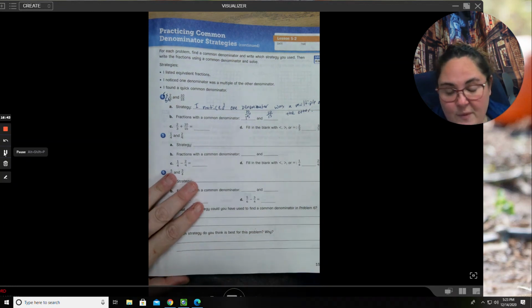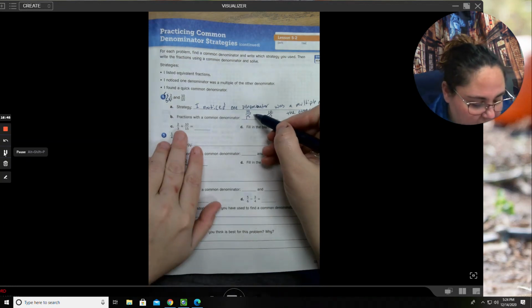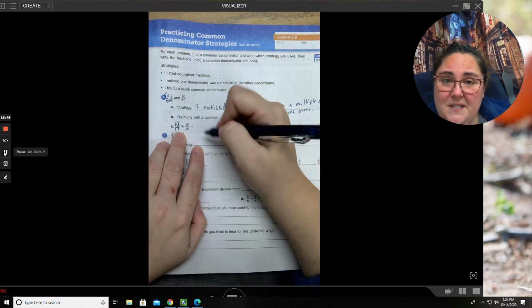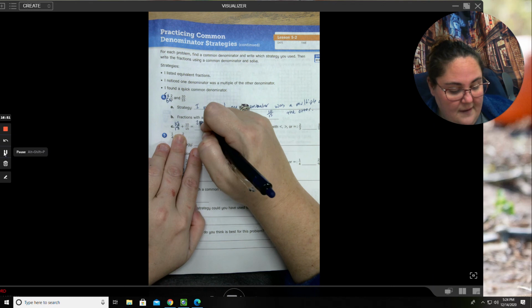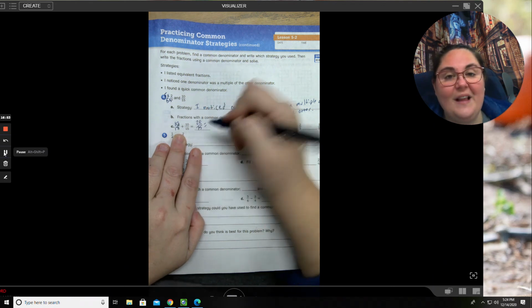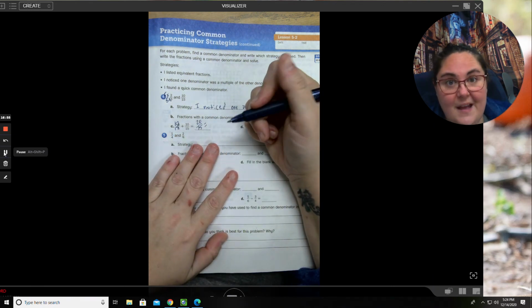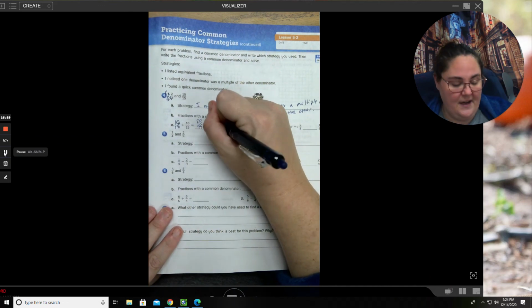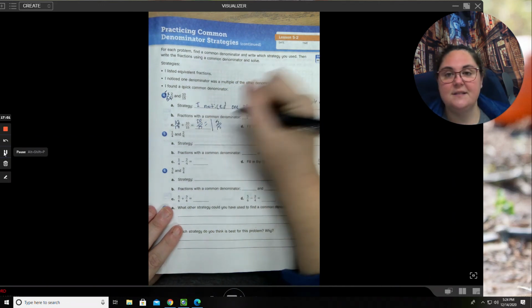All right, for this one, we already rewrote it. We already know what we're doing. This is the same as 10/15. 10/15 plus 10/15 is 20 over 15, and I don't like that. I think it's not pretty. I need to divide and rename that. 20/15 is the same as 1 and 5/15.